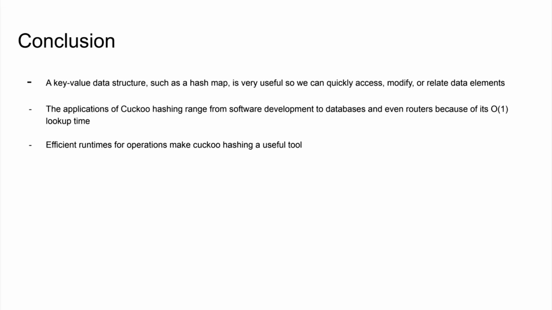As a key-value data structure, a hash map is very useful so we can quickly access, modify, or relate data elements. The applications of cuckoo hashing range from software development all the way to databases and even routers because of its O(1) lookup time. It also has efficient runtimes for operations that make cuckoo hashing an extremely useful tool.